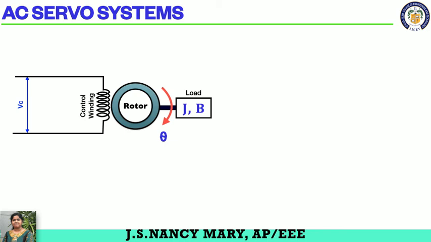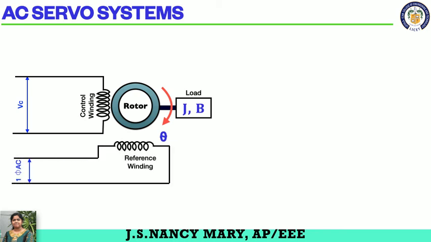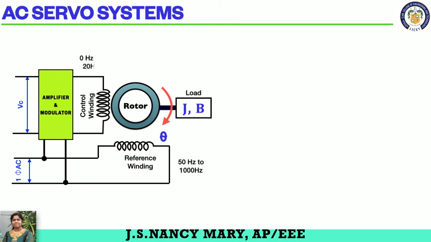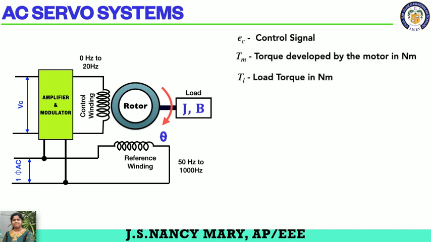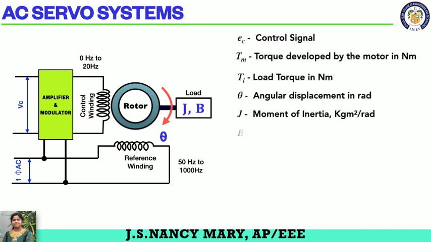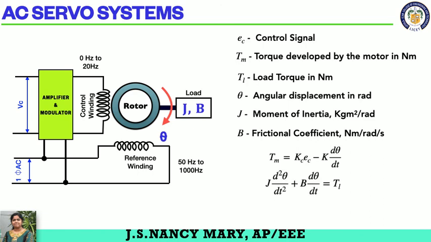You'll be having your control winding with a rotor which is connected with J and B, and then you will have a reference winding. In the control winding, I'll be having my amplifier and the modulator which will be connected with the reference winding. So now EC is the control signal, TM is torque developed by the motor, TL load torque, J moment of inertia, B frictional coefficient. So TM is given by KC minus K into d theta by dt. And you know very well that load torque is given by J into d square theta by dt square plus B into d theta by dt.